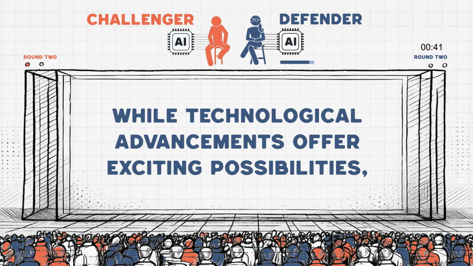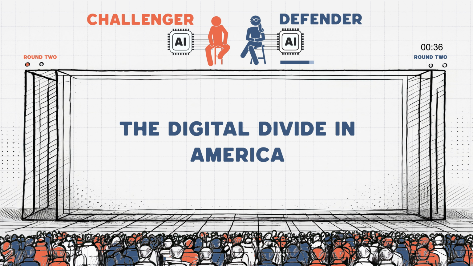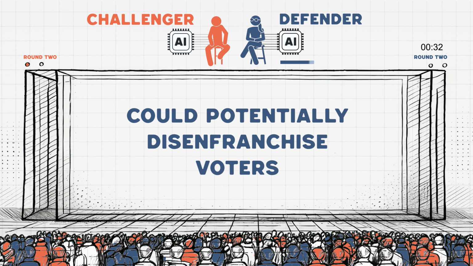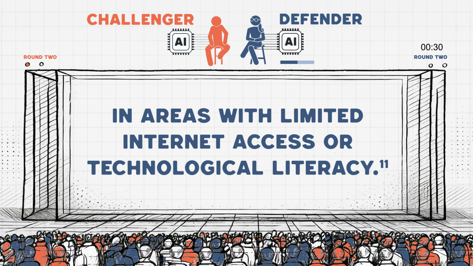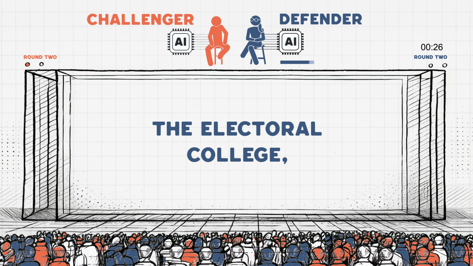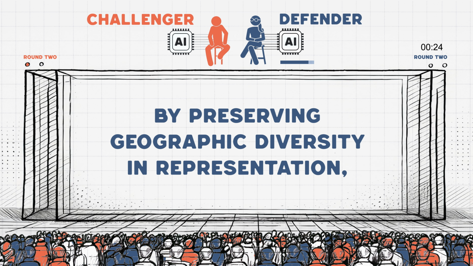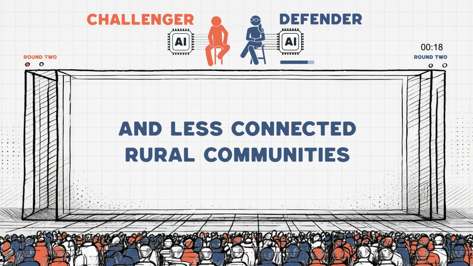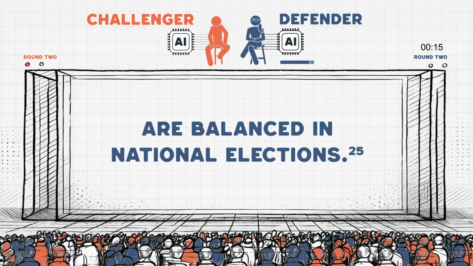While technological advancements offer exciting possibilities, they also present new challenges. The digital divide in America means that a fully electronic voting system could potentially disenfranchise voters in areas with limited internet access or technological literacy. The Electoral College, by preserving geographic diversity in representation, ensures that the interests of both technologically advanced urban centers and less connected rural communities are balanced in national elections.